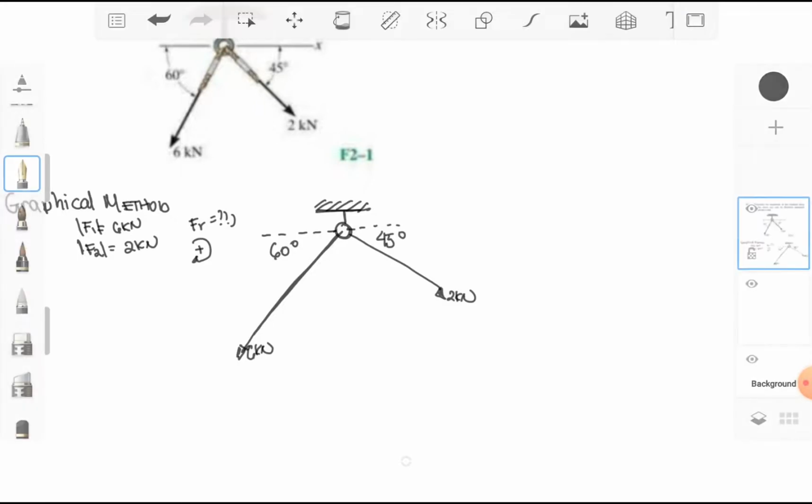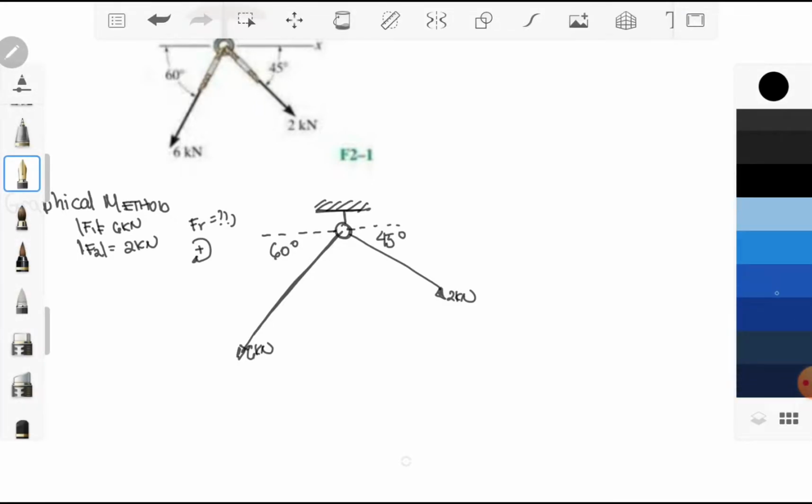Okay, changing our pen color. Let's say that I will project my 6 kilonewton force. This is my projection of the 6 kilonewton force. Now take note, do not alter the angle of your 6 kilonewton, which is 60 degrees below the horizontal, or 60 degrees below the negative x-axis.